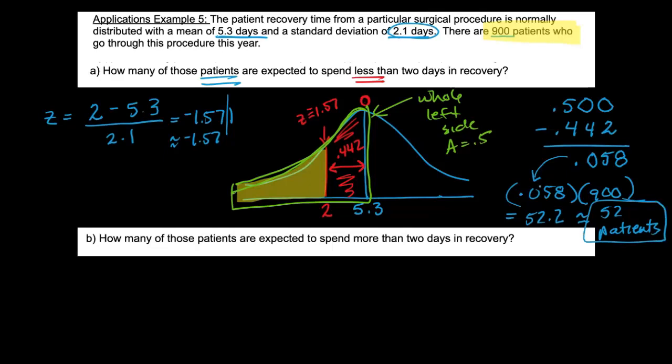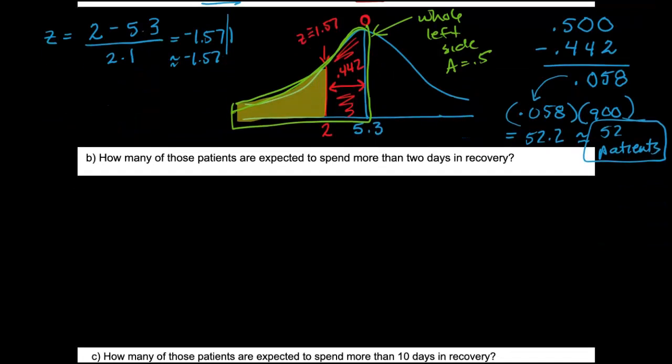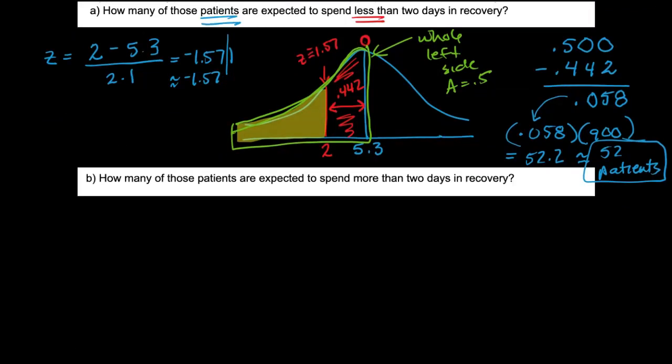And just to review here, the reason that we didn't stop at 0.058 is because it didn't ask for the percentage or area. It asked specifically for how many patients. And another clue is when they give you the total number of people in the problem, usually you're going to have to use that number. Not always, but sometimes. So in this next part, in part B, we want to know how many of those patients are expected to spend more than 2 days in recovery.